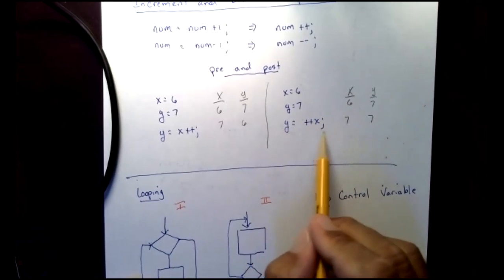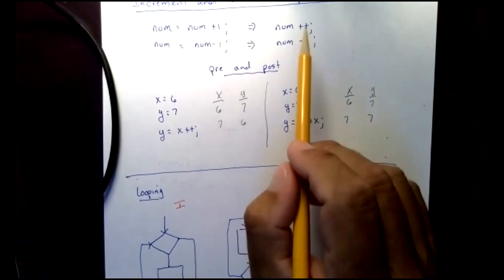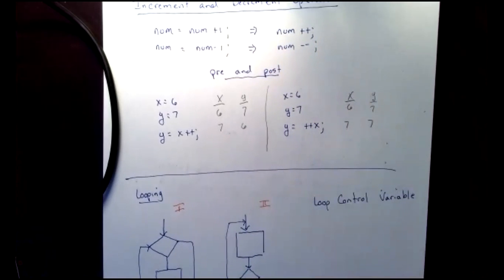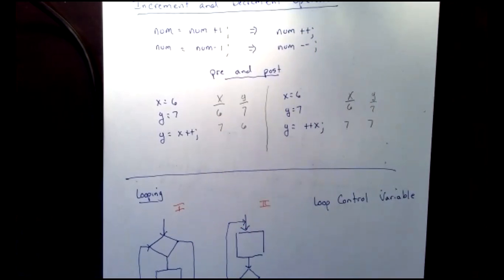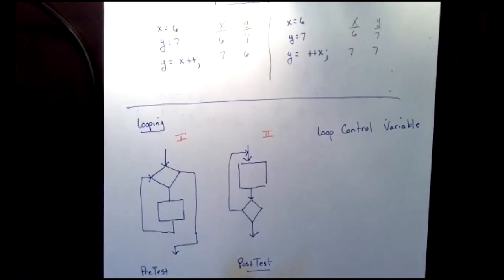You probably won't be using the Y equals X plus plus. Chances are of anything, you'll use this num plus plus on a line by itself to increment by 1. But I think it's important that you understand what the pre and the post increment and decrement operators do. Okay, so now why do we talk about that? Well, we're going to use that in this new type of thought process called looping.